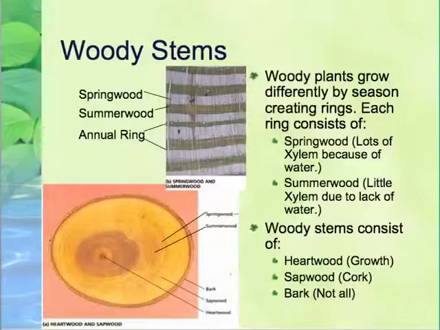All right, and then of course we do have parts of the wood. We have the heartwood, which is the center part inside the woody stem. We have what's called sapwood, which is this area right outside the heartwood, and then we have the bark.